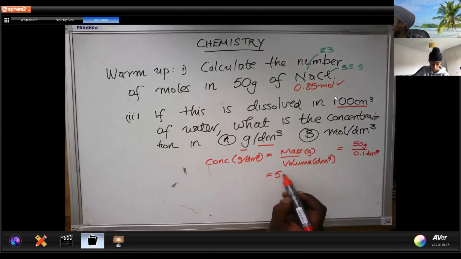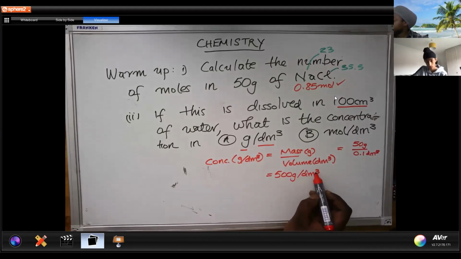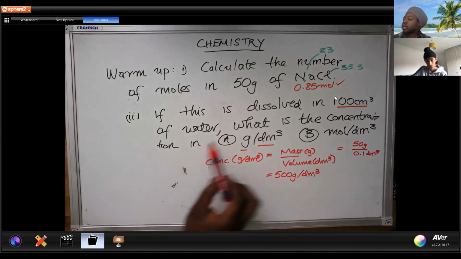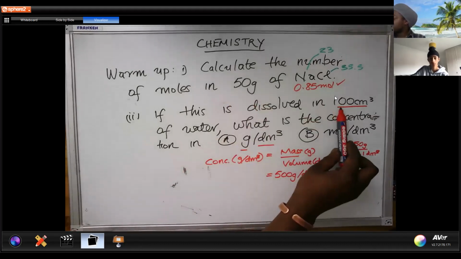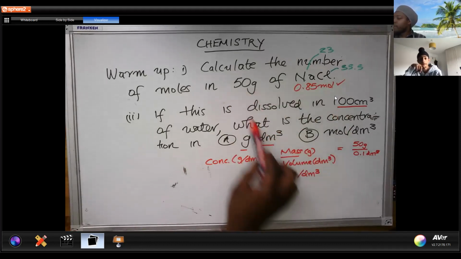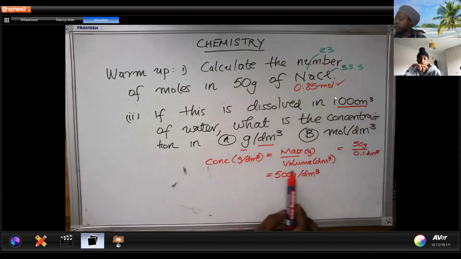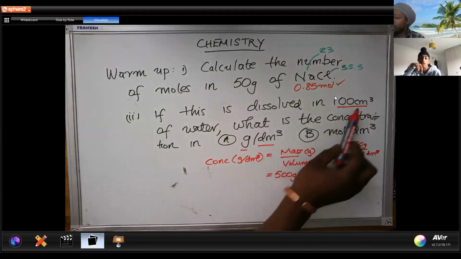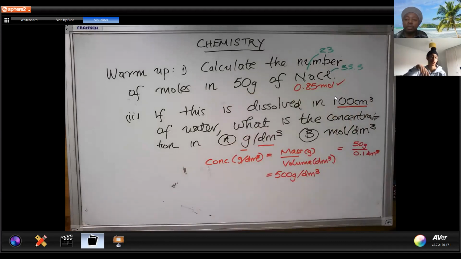Yeah, good. So 500 grams per decimeter cubed. Which makes sense because if in 100 centimeter cubed you've got 50 grams, you're going to have 500 in 10 times this volume, and 10 times that volume would be 1 decimeter cubed. Okay. Next one then, part B.